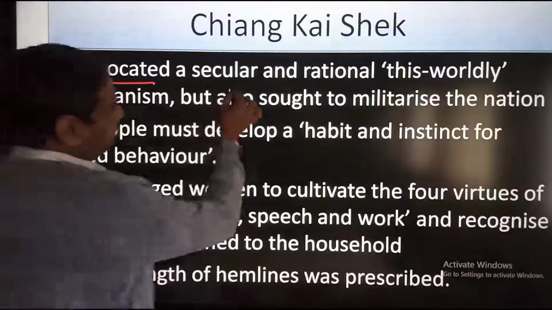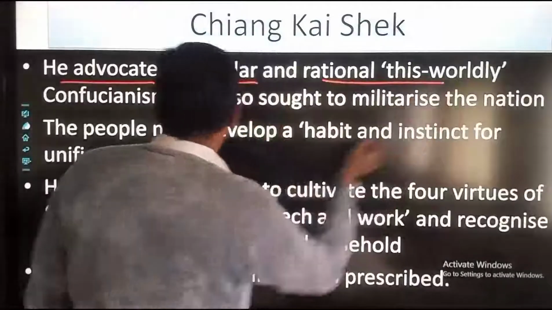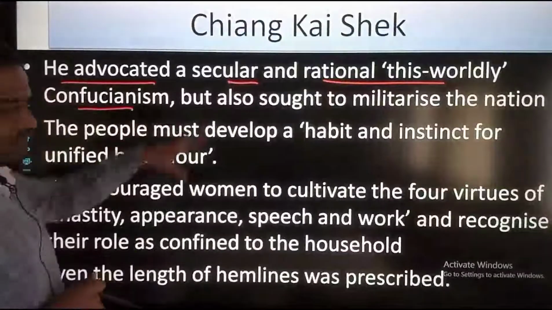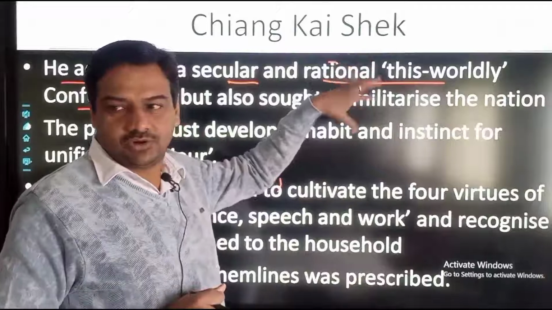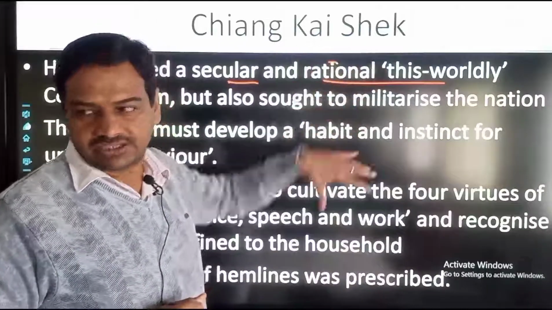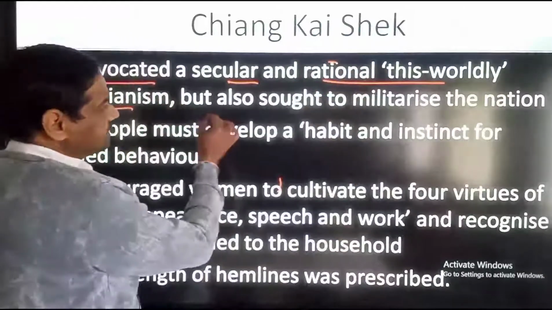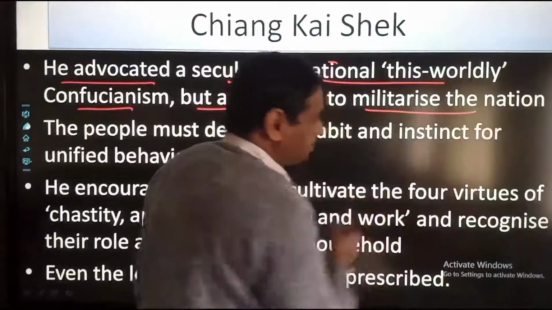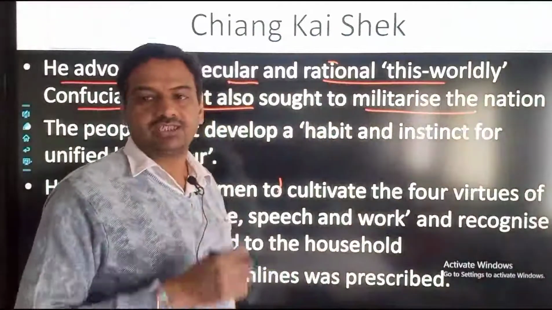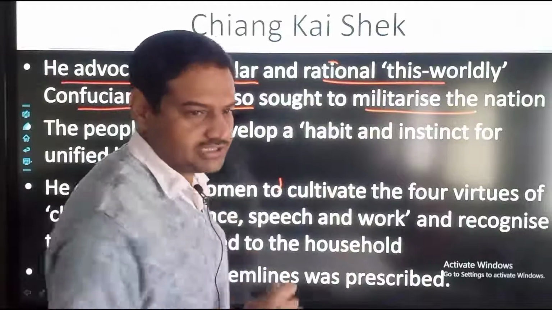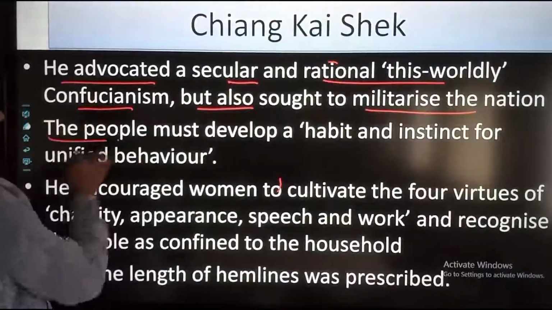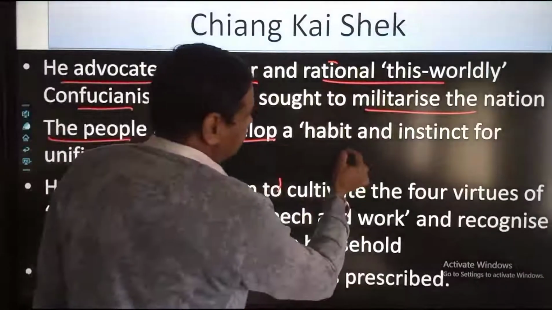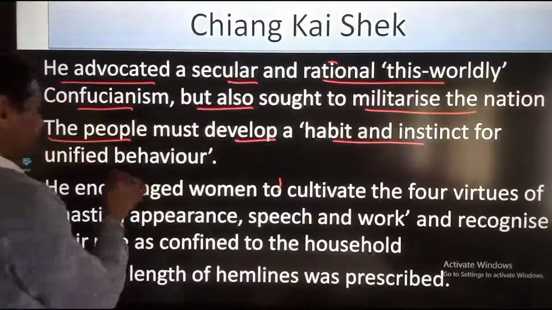He advocated a secular and rational, this-worldly Confucianism. So he was also a follower of Confucius, but he wanted to amend that old Confucianism and modernize it, but also sought to militarize the nation. He wanted to make his army stronger so that China could avoid colonization and combat the Western powers. The people must develop a habit and instinct for unified behavior.